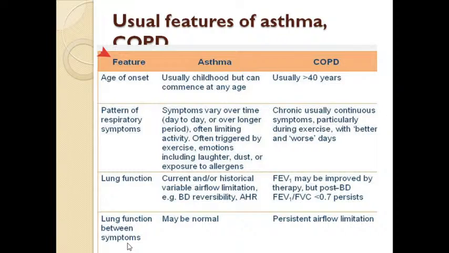And this disease also can be differentiated and ruled out due to age of onset. Asthma onset is mostly in childhood, but COPD diagnosis is usually after 40 years. And symptoms in case of asthma, due to variable airflow limitation, vary over time, day to day, over a longer period, often limiting activity, often triggered by exercise, emotion, including dust, exposure to allergen can lead to exacerbated symptoms. Without bronchial asthma symptoms, a patient may feel like a healthy person. But in case of COPD, it's chronic, usually continuous symptoms, typically.